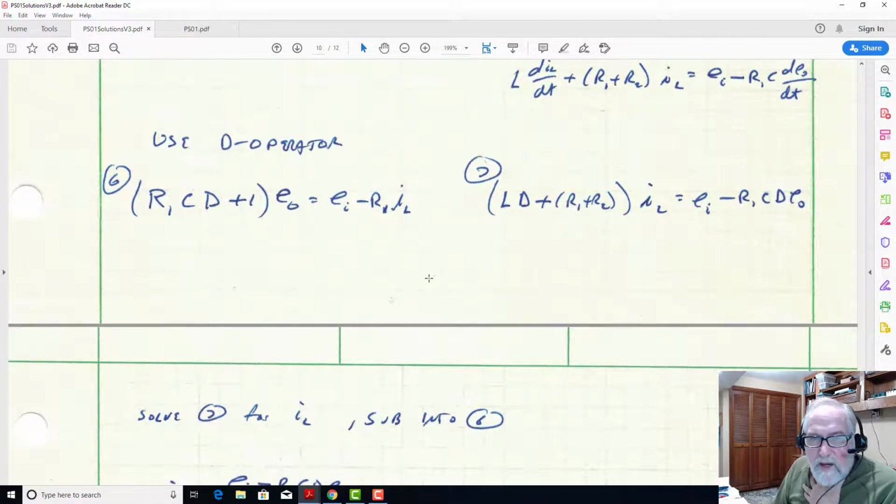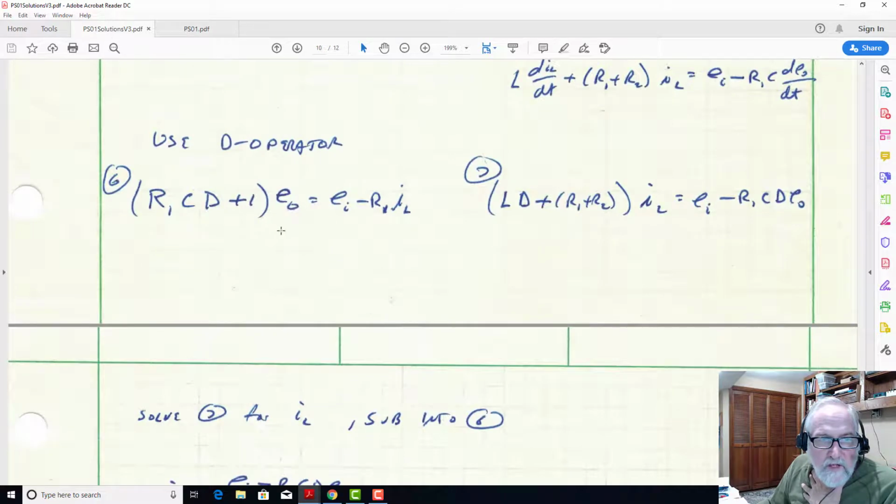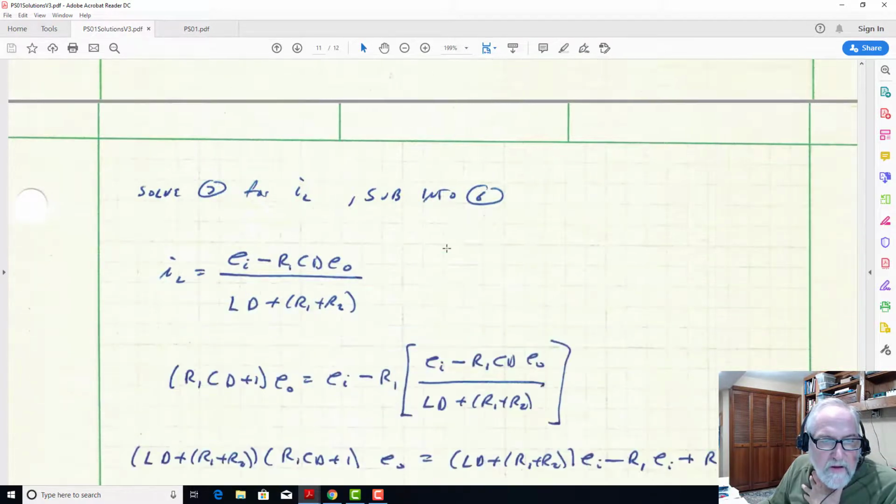So now we go back. We're ready to actually start answering the questions we were asked. So if we go back here to the problem statement, write the differential equation that relates the voltage across the capacitor to the applied voltage. So here is a differential equation in E sub O, and here's the coupling term, so we've got to get rid of it. So it suggests clearly: solve equation 7 for I sub L and then substitute that in.